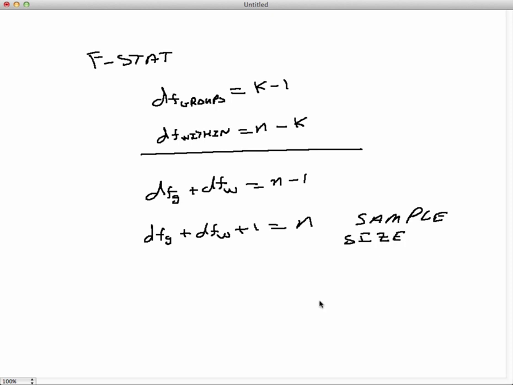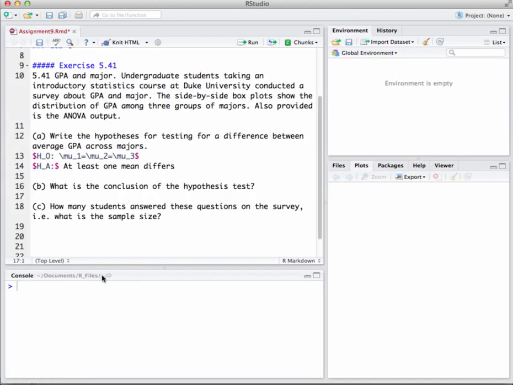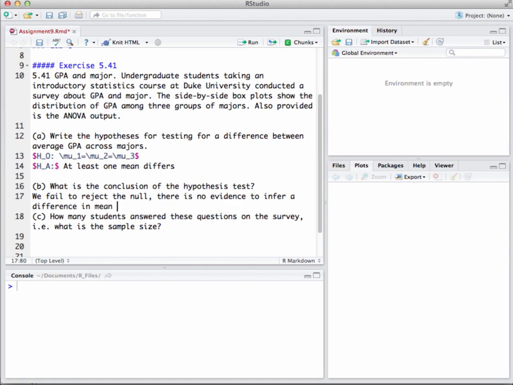Why? Well, because we need this to answer the last question. That's why, because back here at the ranch, they say, how many students answered the questions on this survey? In other words, what is the sample size? Okay. Oh, wait a minute, we forgot to fill in our last part, so let's go ahead and do that up here. We failed to reject the null. There is no evidence to infer a difference in mean GPA. Okay, whoops, not GPS, GPA.